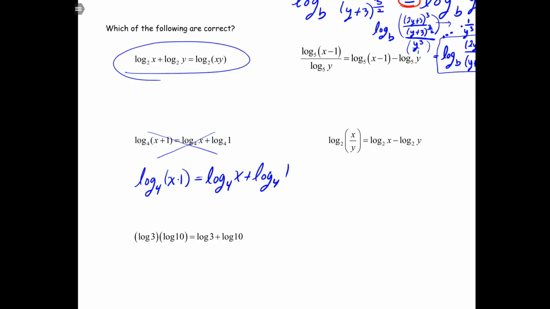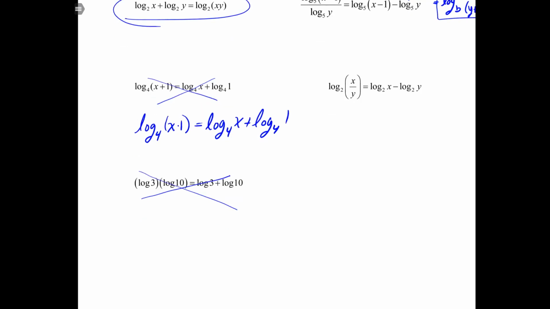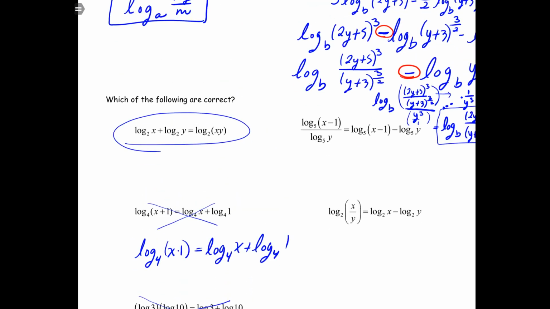Excelente. All right, the next one, is this one true or is it false? False, does not work. How could we change it to make it work? Log of 30, yeah, 3 times 10. That would convert to a log of 3 plus a log of 10. Nice. All right, how about this next one up top here? Is this correct or incorrect? Incorrect. How could we change it to make it true?